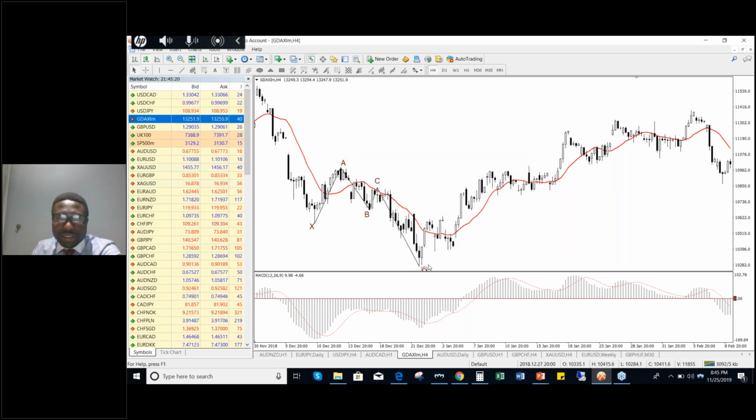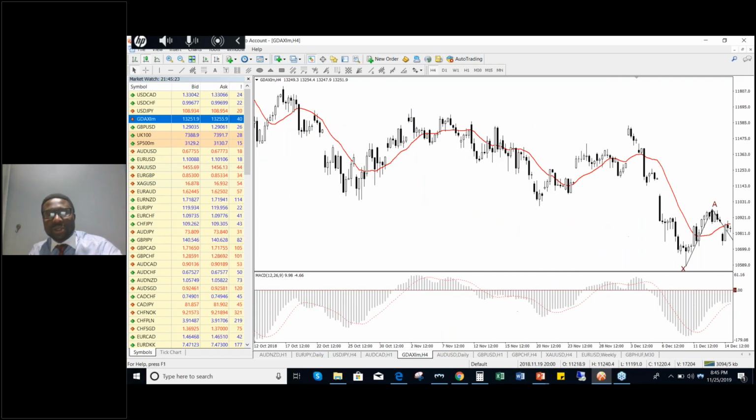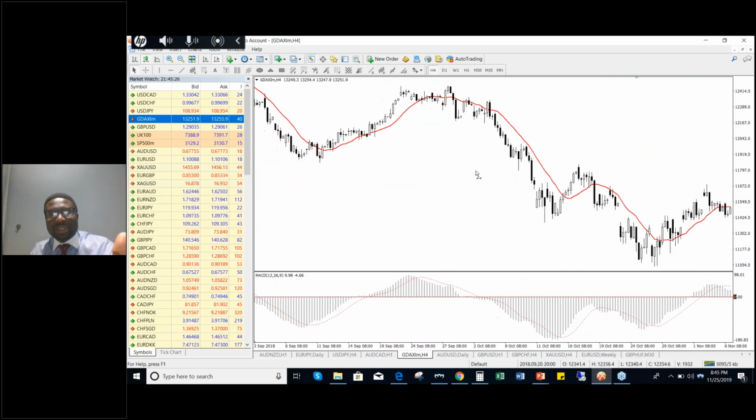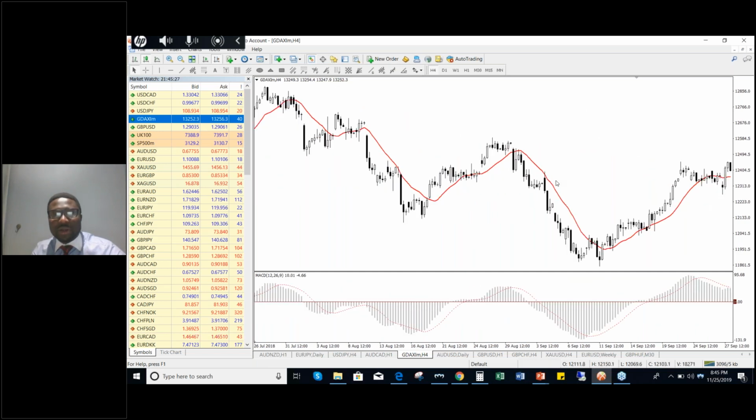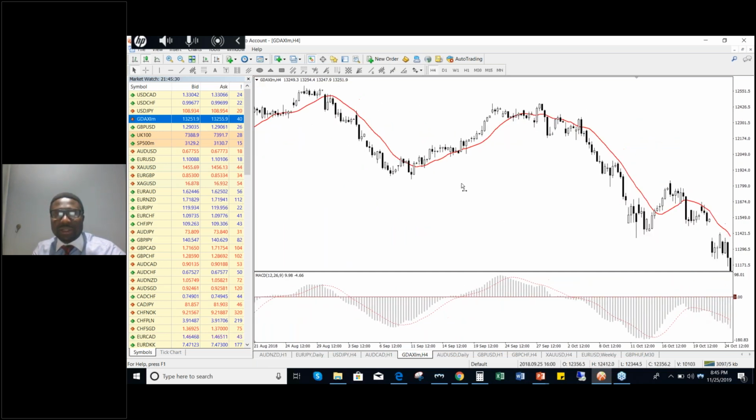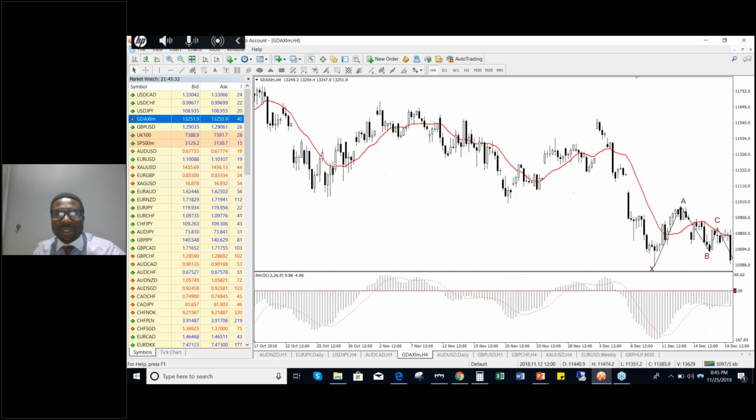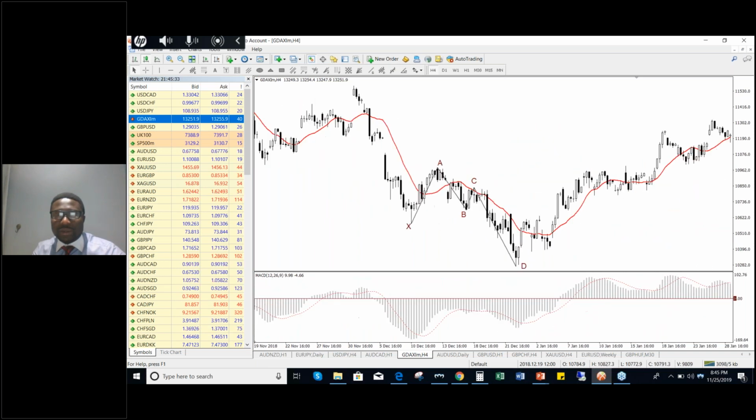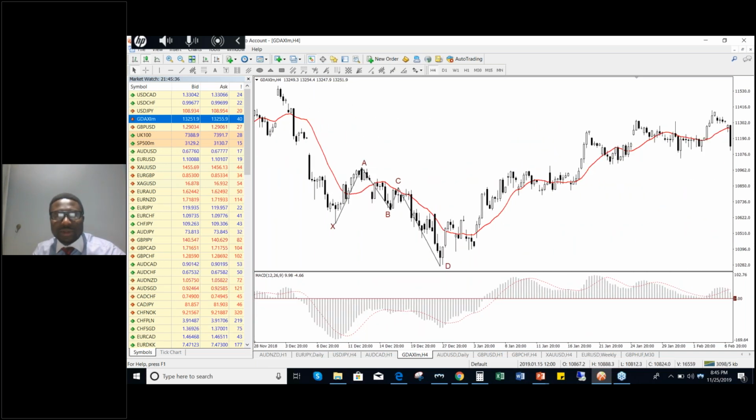We want to look at something. There's been a downtrend all along, coming down and coming down, and then we are here right now. And then we want to know whether this downtrend is over. How can I speculate that this downtrend is probably coming to an end?